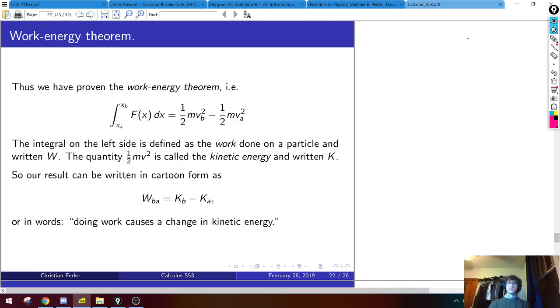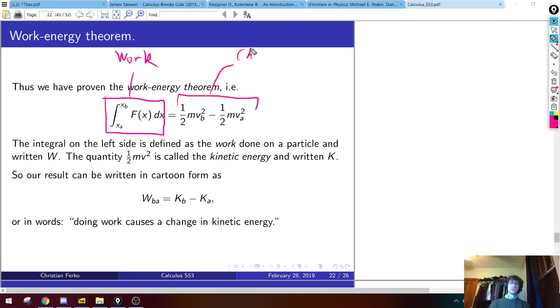So this is something which is often called in physics the work-energy theorem. What does it tell us? It tells us that if you integrate the force over a distance, the integral of force over a distance, which is a number called the work, that gives you a change in kinetic energy, where we have defined a quantity called the kinetic energy, which is a half mv squared.